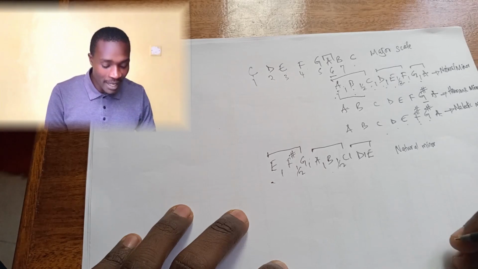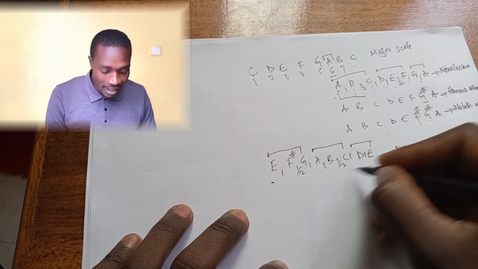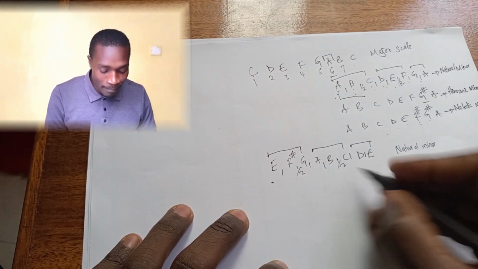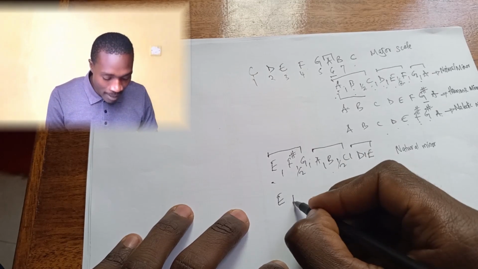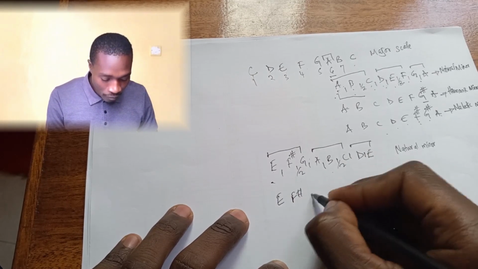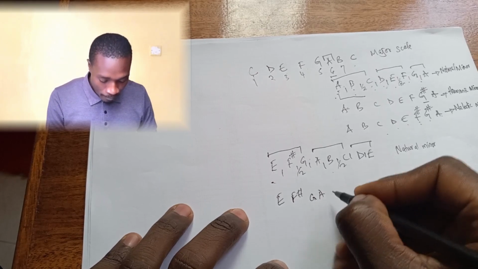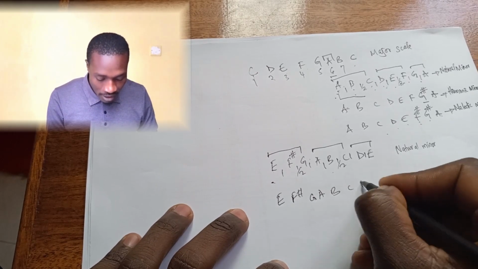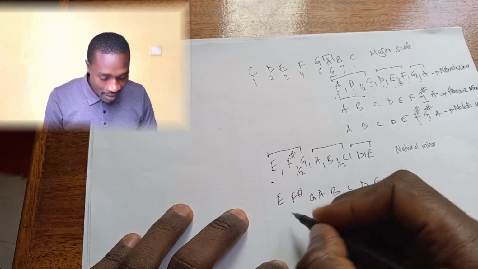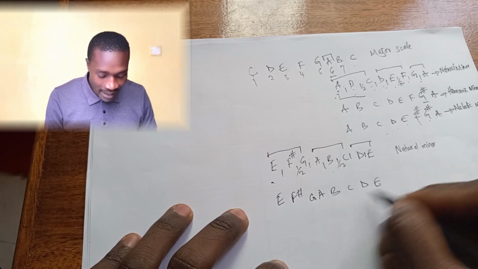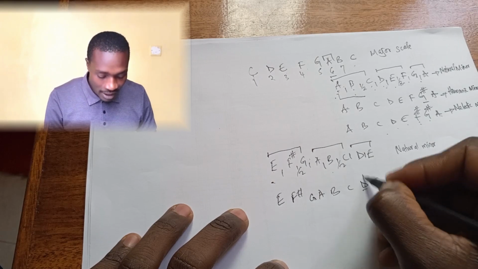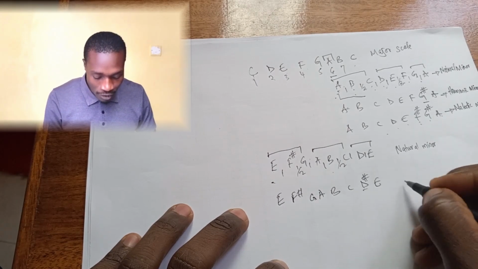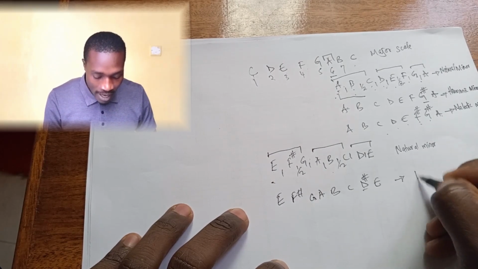Now from this natural minor scale, we can have E harmonic minor. When you have E harmonic minor, we just have this E natural minor: E, F sharp, G, A, B, C, D, E. Then we are going to raise the seventh degree, which is D. So we are going to have D sharp also being raised. And this one gives you harmonic minor.